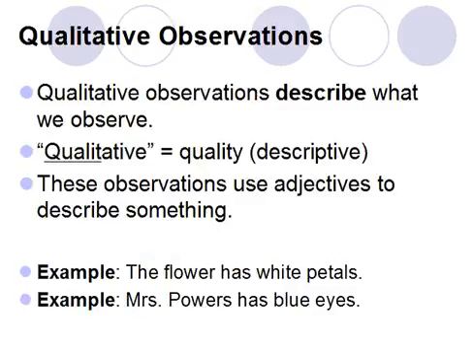A qualitative observation describes what we observe. Quality. It's descriptive. You're going to be using an adjective to describe something. For example, the flower has white petals. The petals are white. That's a qualitative observation. Another example, Mrs. Powers has blue eyes. Again, I'm using an adjective to describe the appearance of something we observe.